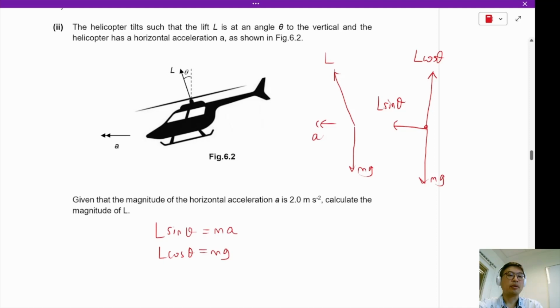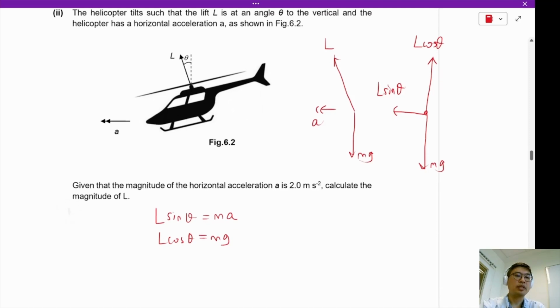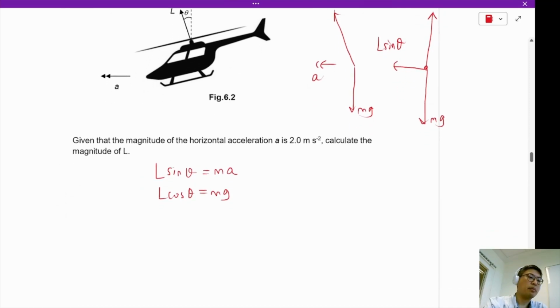Given that the magnitude of the horizontal acceleration is 2 meters per second squared, calculate the magnitude of L. If we take the two equations and divide them, we get tan theta equals A over g. That means theta will be equal to arctan of the acceleration divided by 9.81. And this gives us 11.5 degrees.